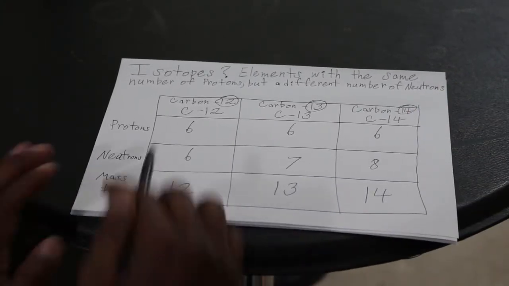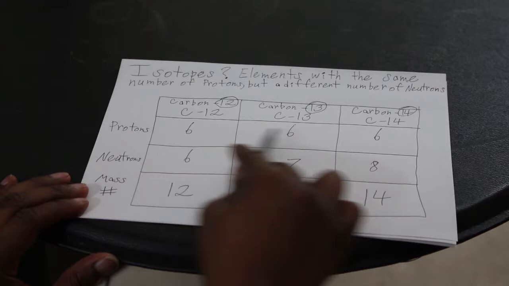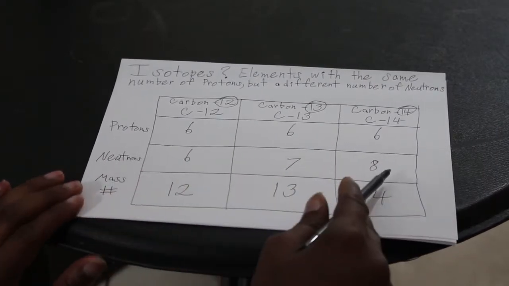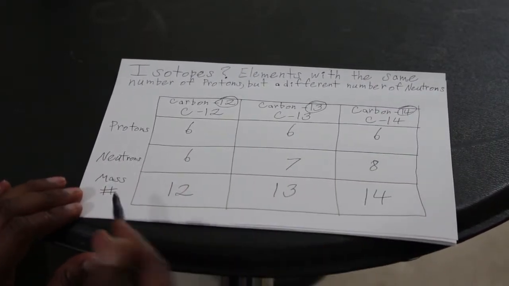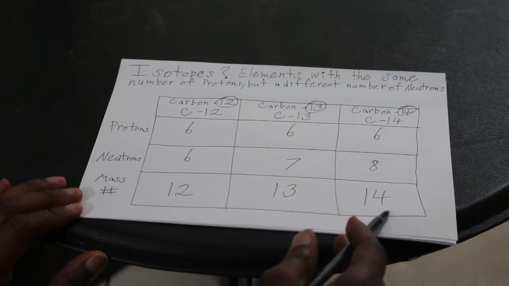So notice, isotopes have the same number of protons, but they have a different number of neutrons. And what does that ultimately change? It changes the mass number.